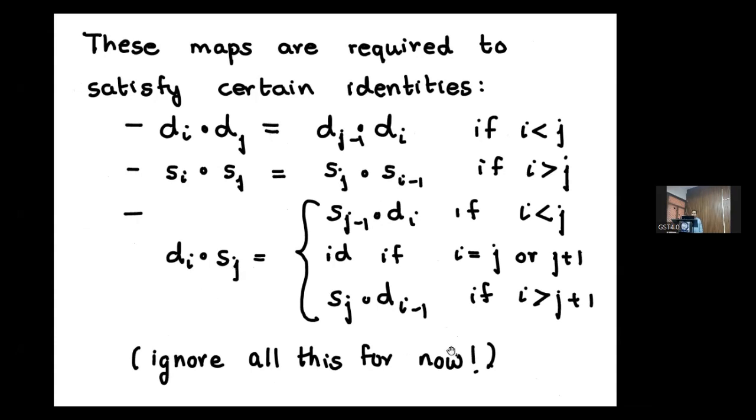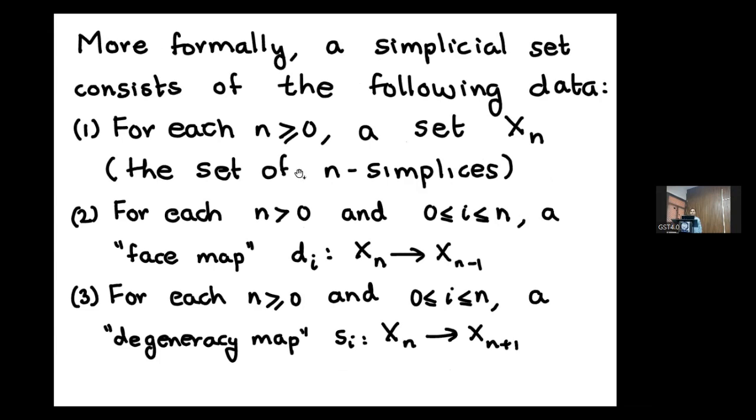But I've said, just ignore this for now. We don't need this at all in these talks. But we should just be aware that there are some identities like this. So actually, one way of describing this object is that you can describe it as a functor from a certain category into the category of sets. Because for every integer n, I'm picking out a certain set Xn.